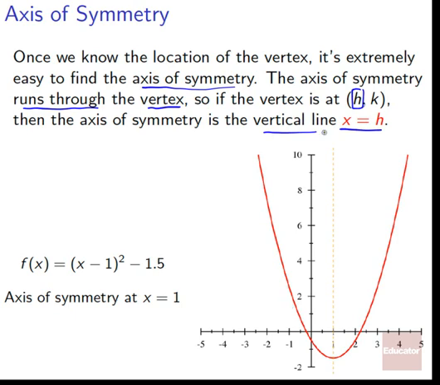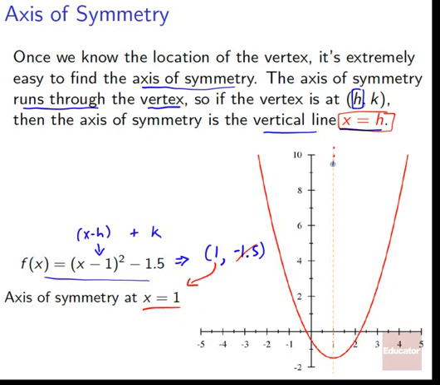So for example, if we had f of x equals (x minus 1) squared minus 1.5, then in the form (x minus h) squared plus k, that would give us a vertex where h is 1, and since it's plus k, k must be negative 1.5. We don't really care about the negative 1.5 since we're looking for a vertical line that's just x equals h. So we make x equals 1. We get an axis of symmetry that runs right through the parabola at a horizontal location of 1, and sure enough, that splits it right down the middle.